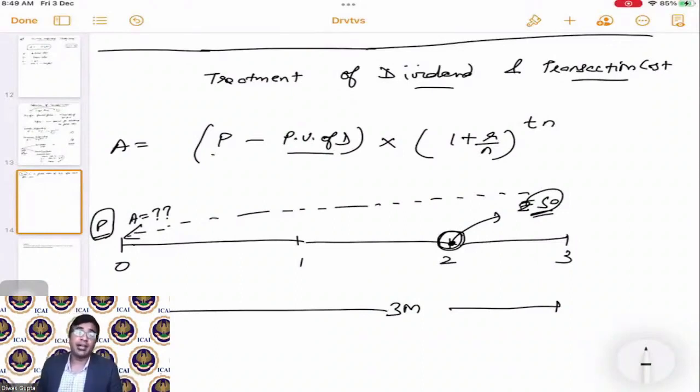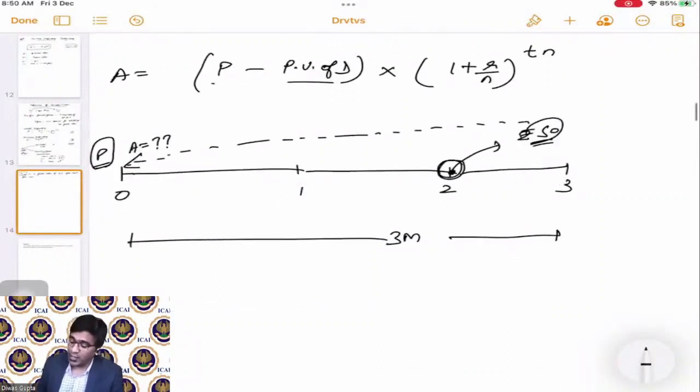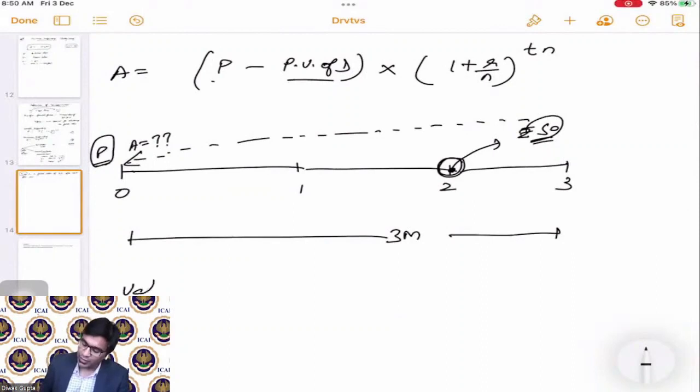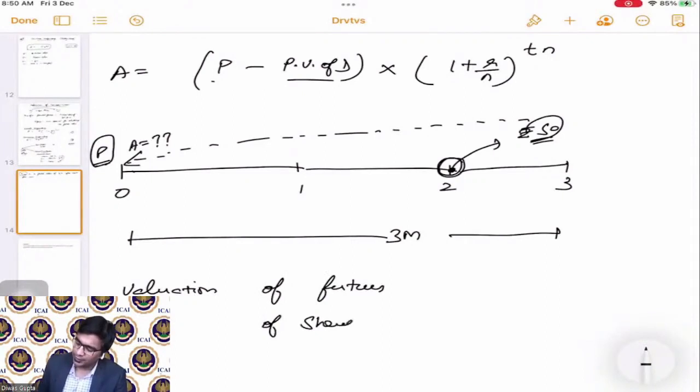Now, why are we reducing the dividend? That question will come to all of you, because students, we are talking here about the valuation of futures. We are not talking here about valuation of shares. This we are not talking about.